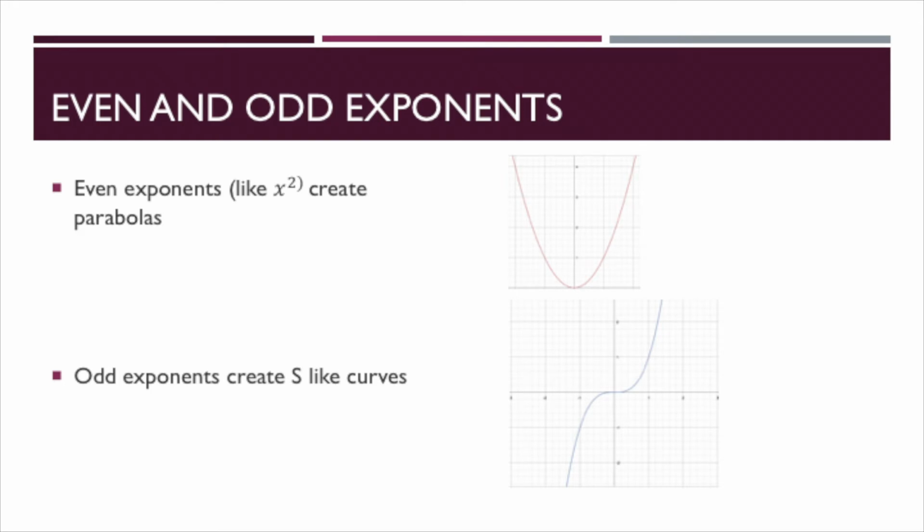So that brings us to our second trick, which is even and odd exponents. We know that if we have even exponents, it's going to create a parabola-like curve, kind of like a bowl shape. But when we have odd exponents, it's going to create an S-like curve.